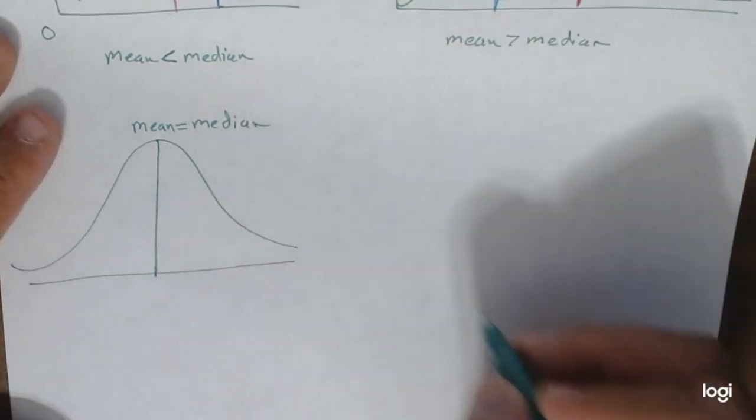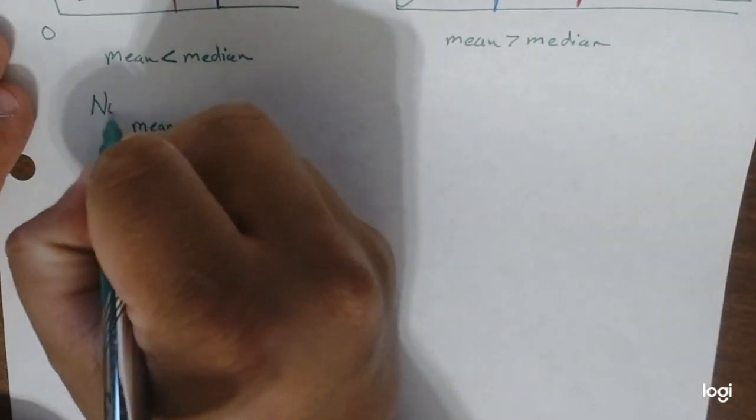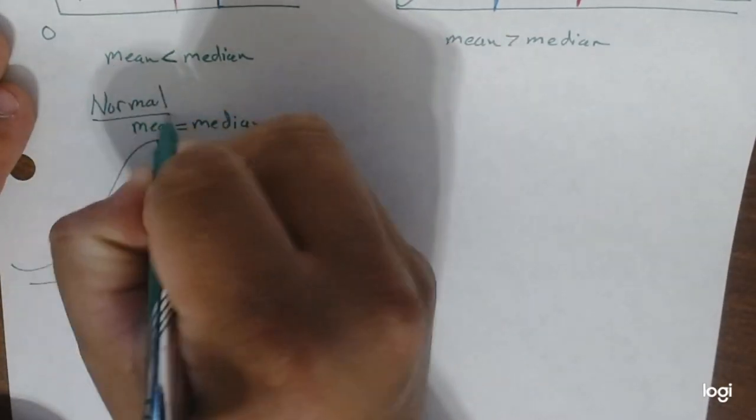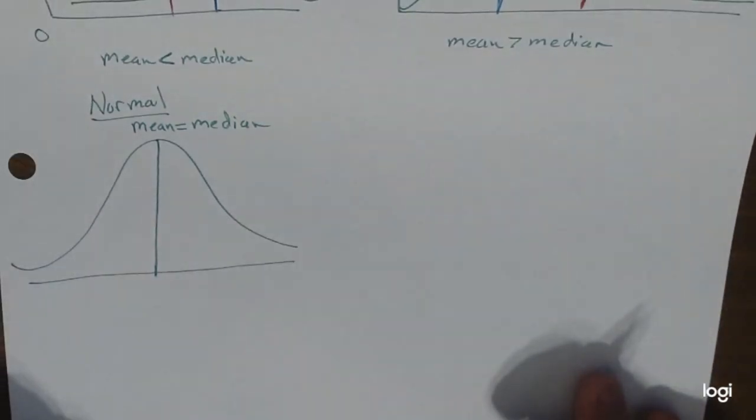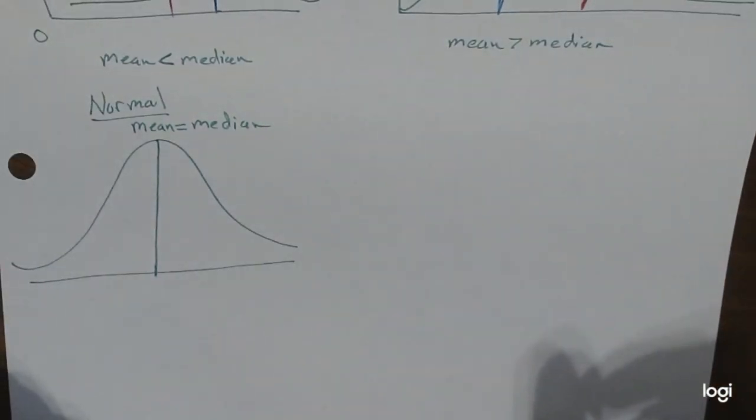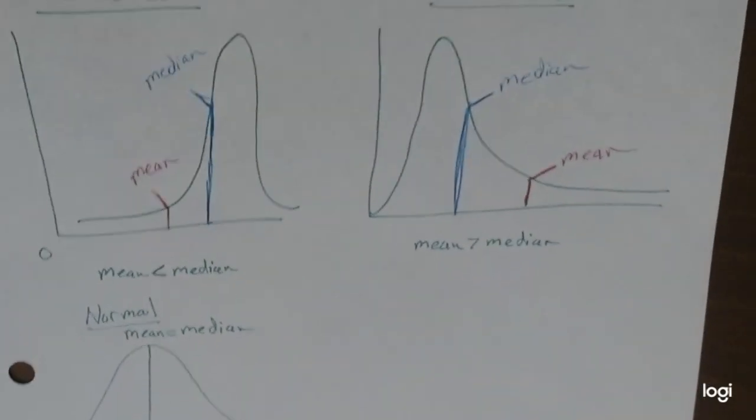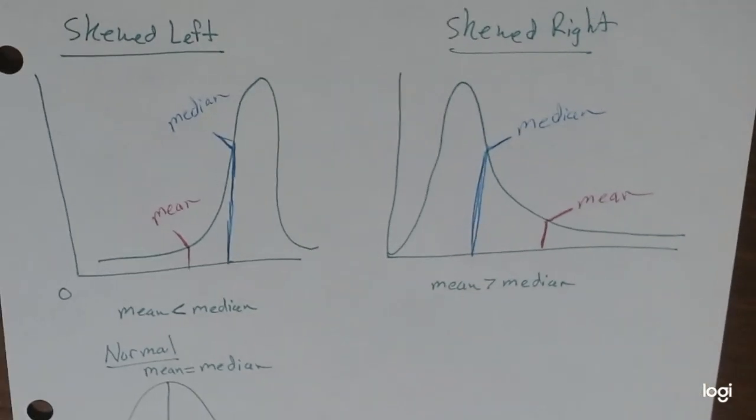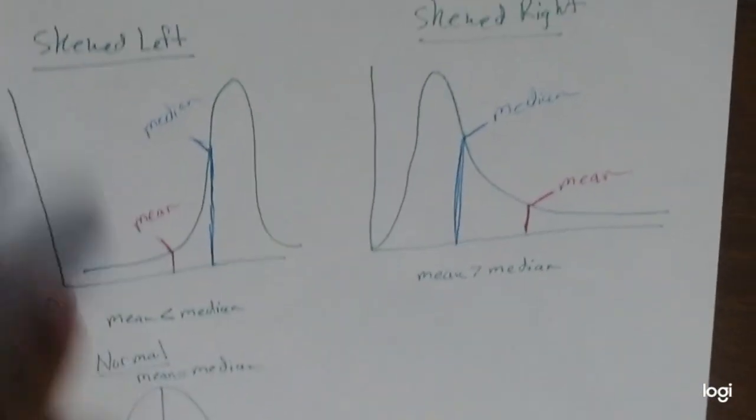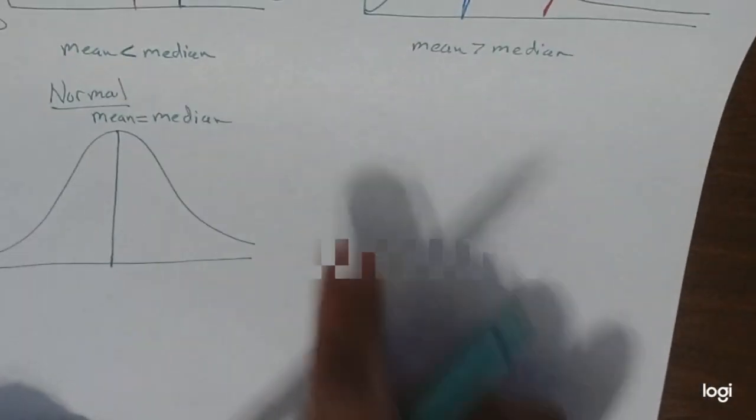So when we have a bell-shaped curve, or normal, the mean and the median are exactly the same number because everything's perfectly symmetric. So those are three different types of graphs, and again, why they're called skewed right, skewed left, and normal itself. Hopefully you have a little bit more space to work with.